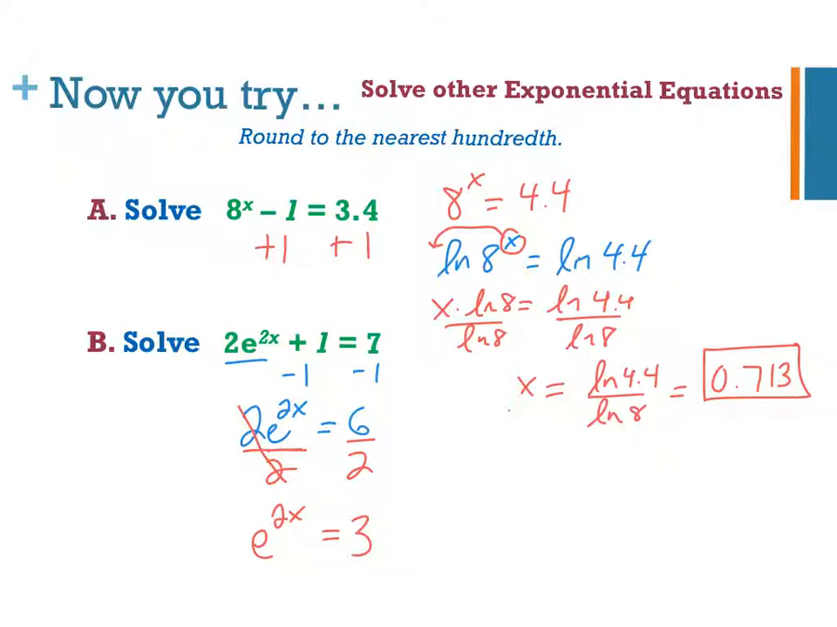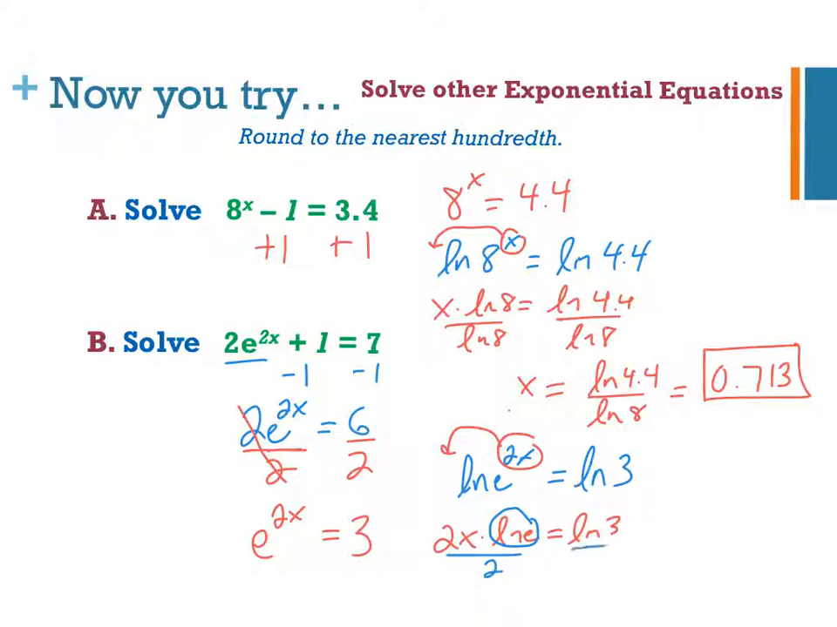If I take the natural log of both sides, what happens is, again, that exponent of 2x gets brought down in front, and what I have is 2x times the natural log of e equals the natural log of 3. And remember, the natural log of e is just 1. So in order to solve this, all I've got to do is divide by 2 on the left-hand side and the right, and what I'll have is x equals the natural log of 3 divided by 2, which ends up being 0.55.